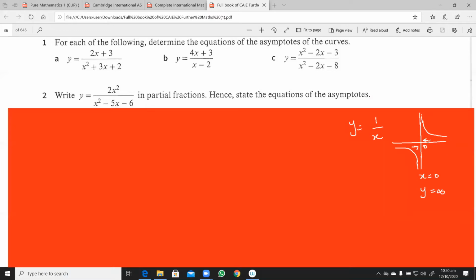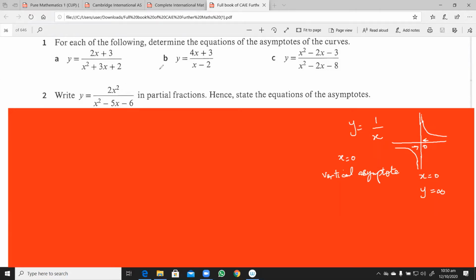Okay. So this x equal to 0 over here has a special name. This is called an asymptote. If I be more precise, this is a vertical asymptote. So when you have to sketch a rational function, you must be aware of any asymptotes. Now look at these three parts over here. It says, determine the equations of asymptotes of the curves.